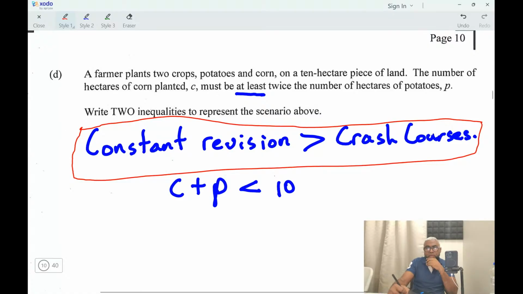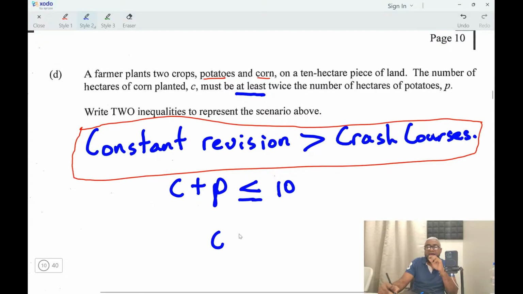So we go in. We had potato and corn is less than or equal to 10 hectares. I didn't put the equal to sign. If you have 10 hectares of land, you could plant 5 with corn and 5 with potato. The next inequality they gave us is that corn must be at least twice the number of potatoes.